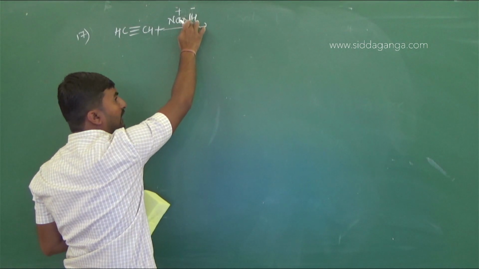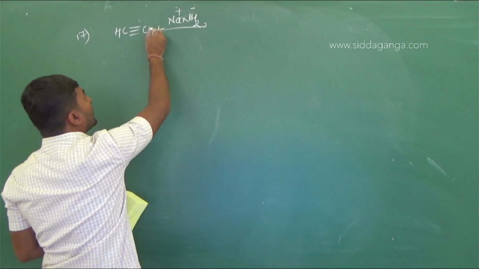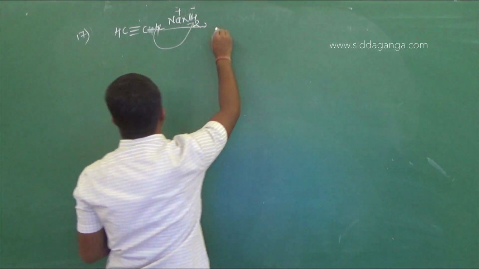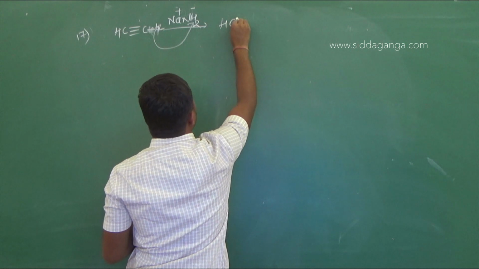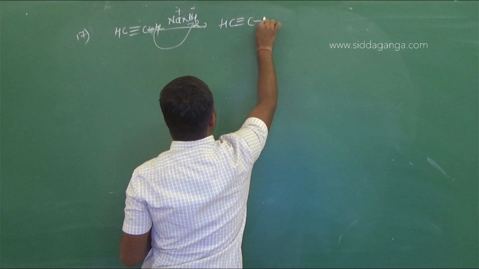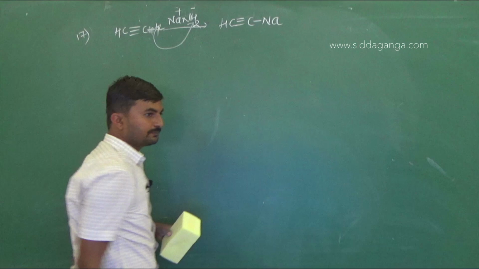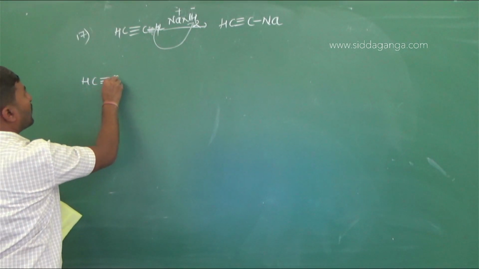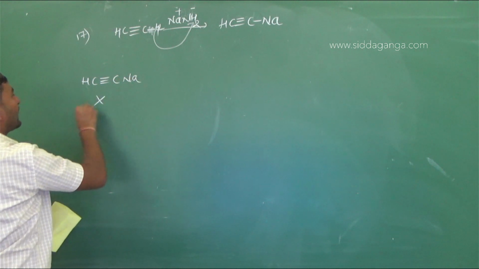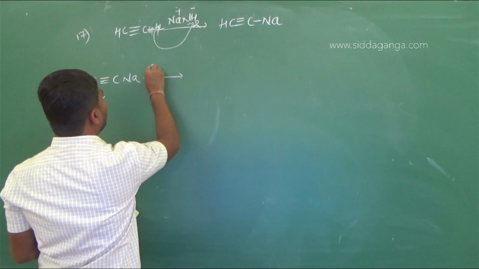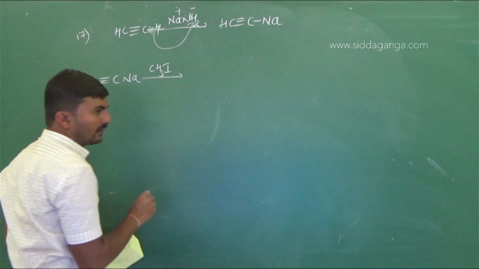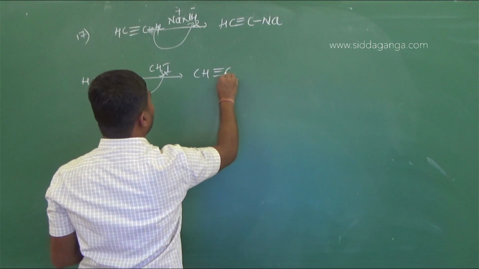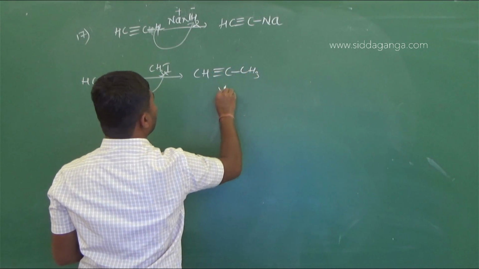When this reacts with the soda amide, this is Na plus and NH2 minus, which has electrons. This basic nature abstracts one proton, it takes this proton to its side. So what we are left with is HC triple bond C Na. This is the first product. What is the first product? That is CH triple bond CNa. This is X. And this on further reaction with CH3I, with the loss of sodium iodide, we are going to get CH triple bond C CH3. This is the product Y.